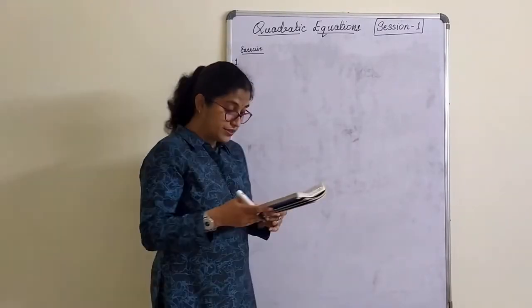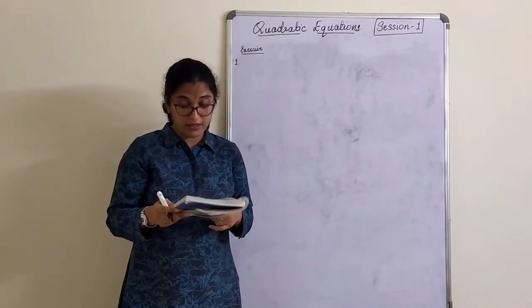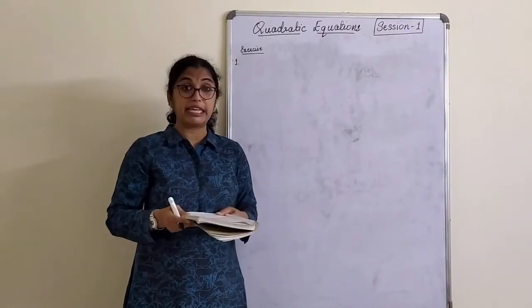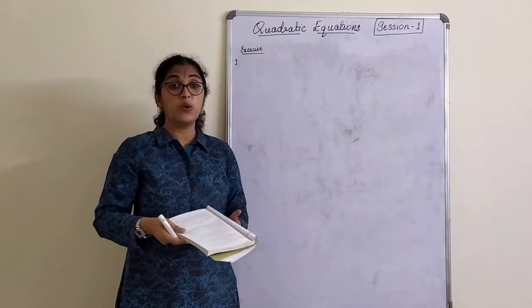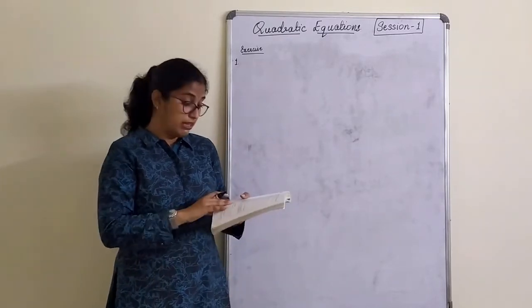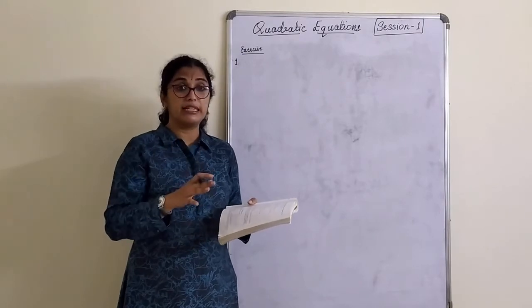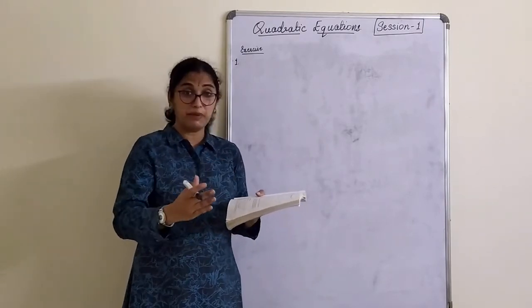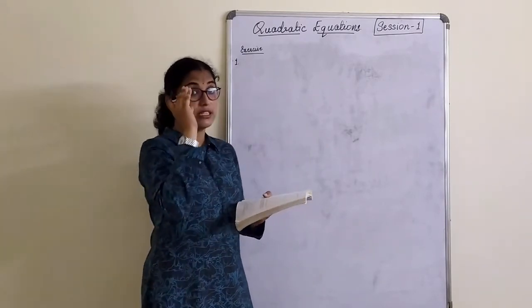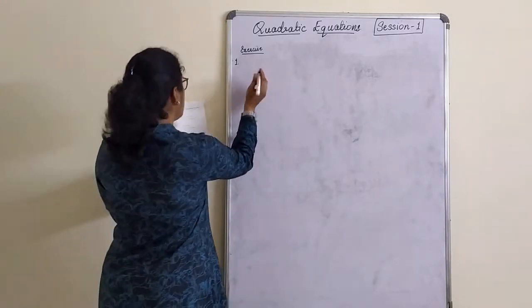So we'll begin with the first exercise. Check whether the following are quadratic equations. Now just by looking at this we cannot say, because they have given in terms of binomial, squaring, subtracting, adding is there. Let us simplify that and check whether it is a quadratic equation or not.